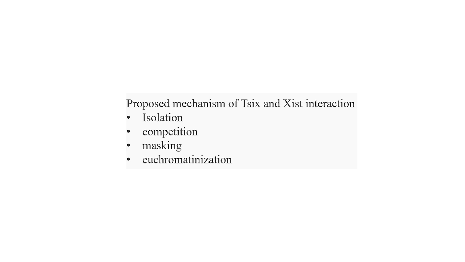See the question, it is asking what is the proposed mechanism of Tsix and XIST interaction? Isolation, competition, masking, or euchromatinization. First of all, you should know why Tsix and XIST interact with each other. If you know this, then it will be easy for you to answer this question, okay?